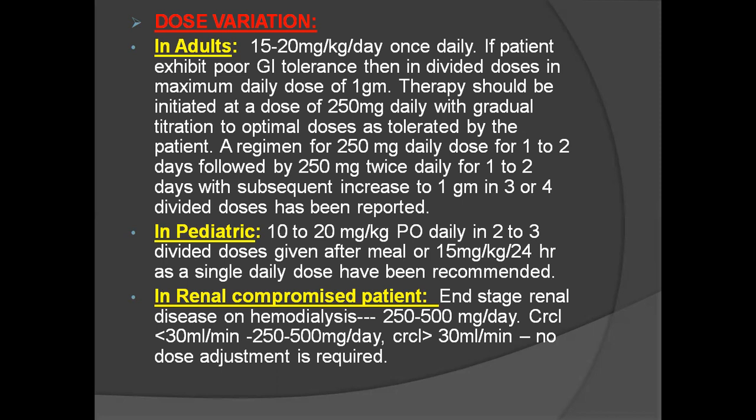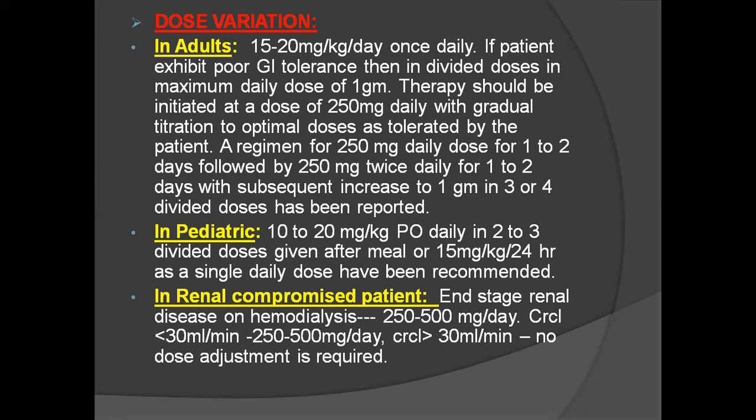Therapy should be initiated at a dose of 250 milligram daily with gradual titration to optimal doses as tolerated by the patient. A regimen of 250 milligram daily dose for 1 to 2 days, followed by 250 milligram twice daily for 1 to 2 days, with subsequent increase to 1 gram in 3 or 4 divided doses, has been reported. This scheme will be followed in adults, while in pediatrics, 10 to 20 milligram per kg orally daily in 2 to 3 divided doses given after meals, or 15 milligram per kg per 24 hours as a single daily dose, have been recommended.